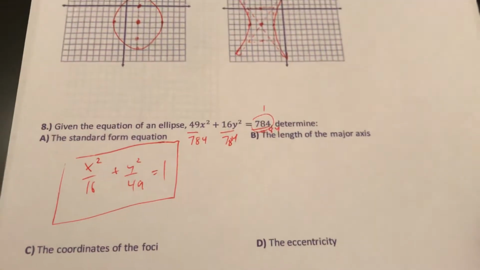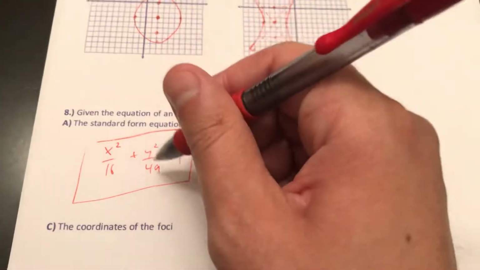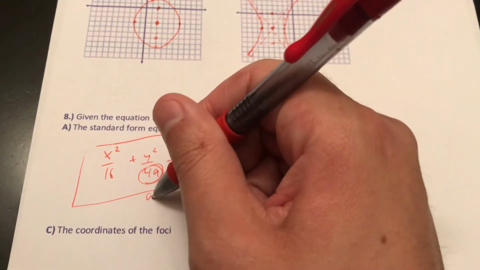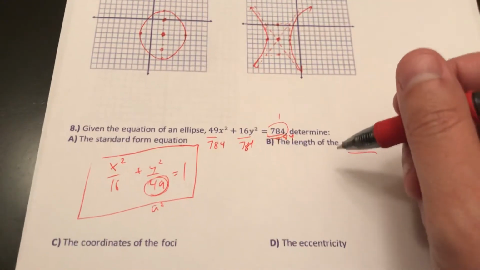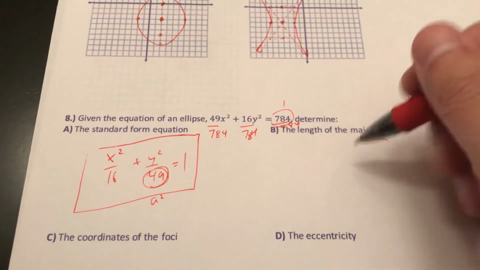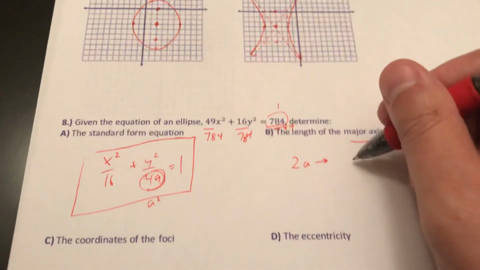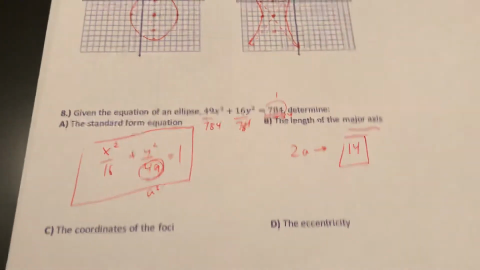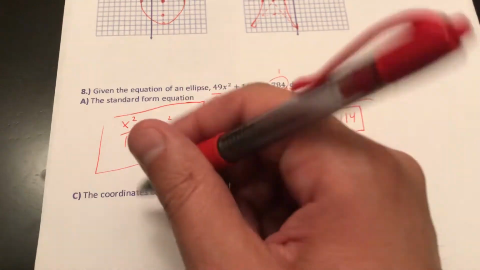So, of course, it's going to be centered at the origin. Length of the major axis, okay? Well, my a squared value is going to be right here. That means a is going to be 7. Remember, 7 is the direction that you go up and down. So the major axis is going to be twice that a value, which is just going to end up being 14.